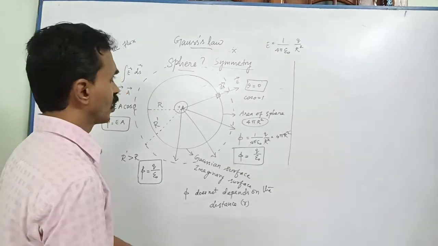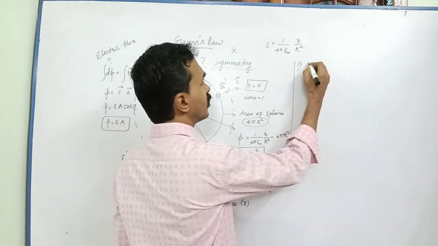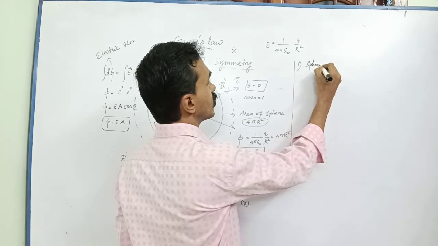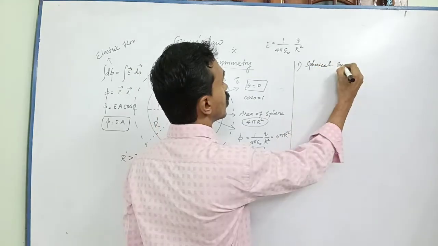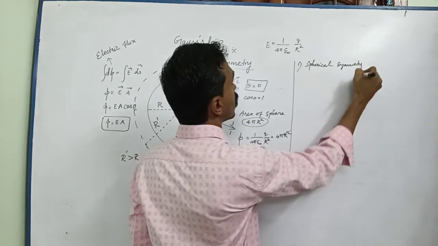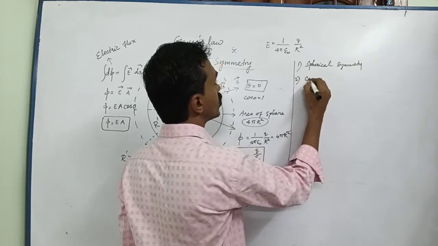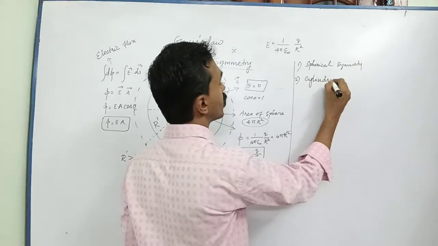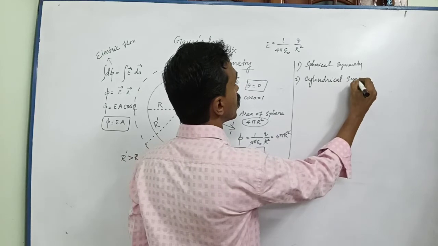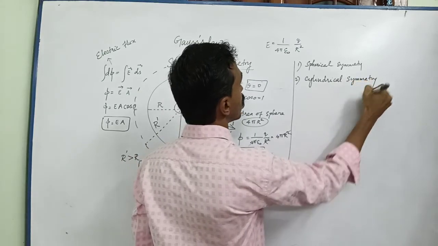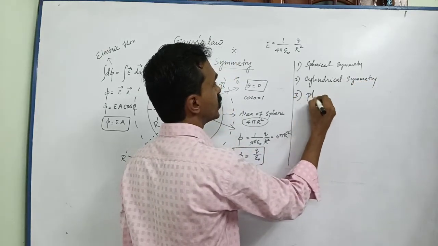And there are three types of symmetry. Number 1, we can consider spherical symmetry, number 2, cylindrical symmetry, and number 3, planar symmetry.